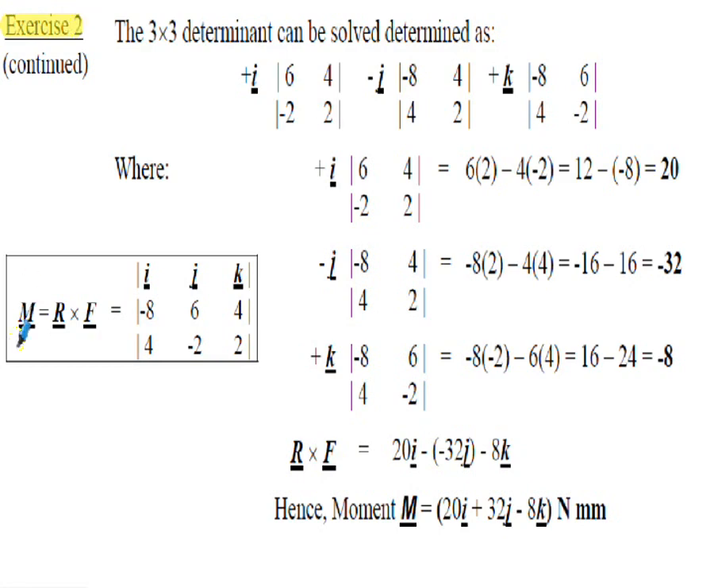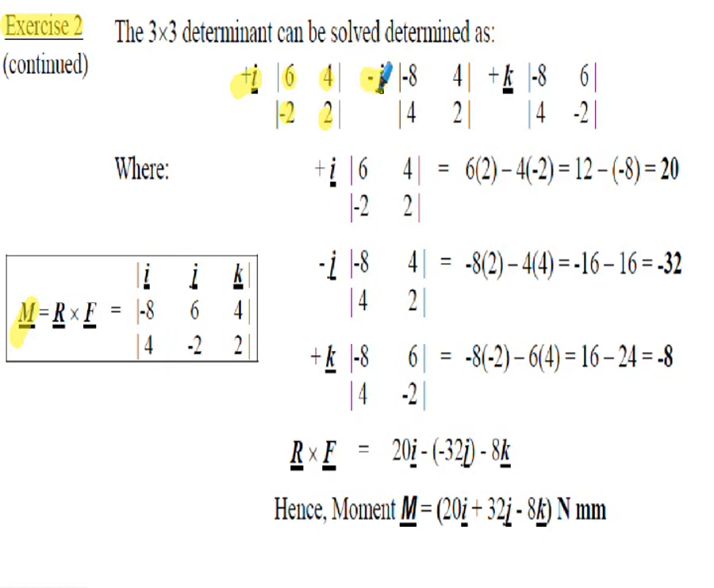Exercise 2 continued, just repeated vector M for convenience here with the coefficients for I, J and K. We're now going to solve for the determinants of I, minus J and K, the same way as we've solved in the previous examples. So for the plus I, the coefficients will be 6, 4, minus 2 and 2, and we get that by covering up the I column and looking to the coefficients to the right of that.